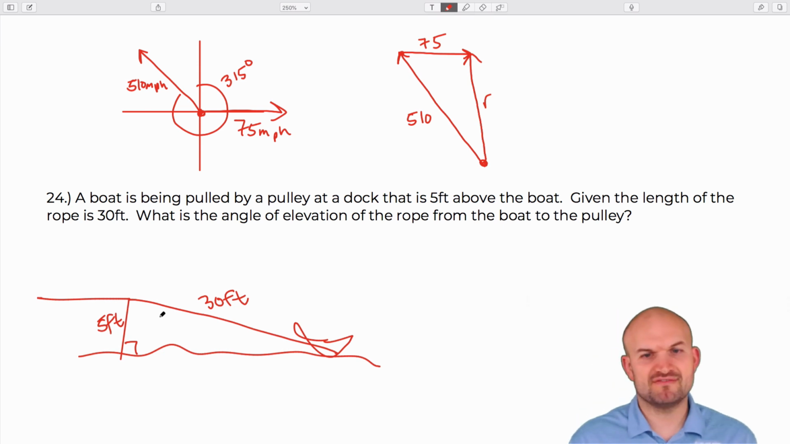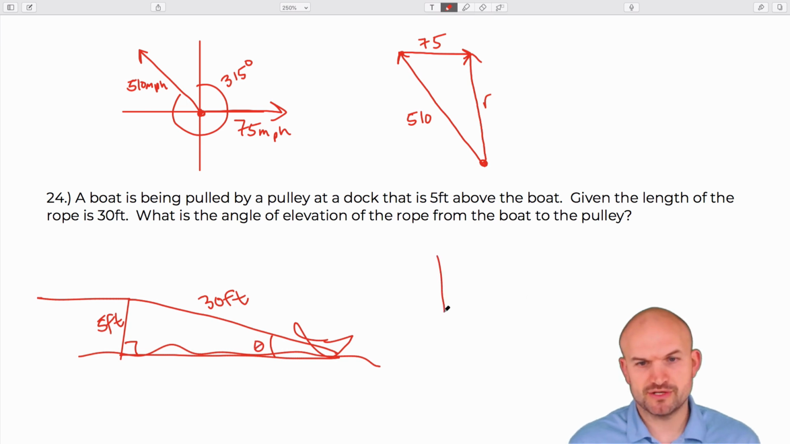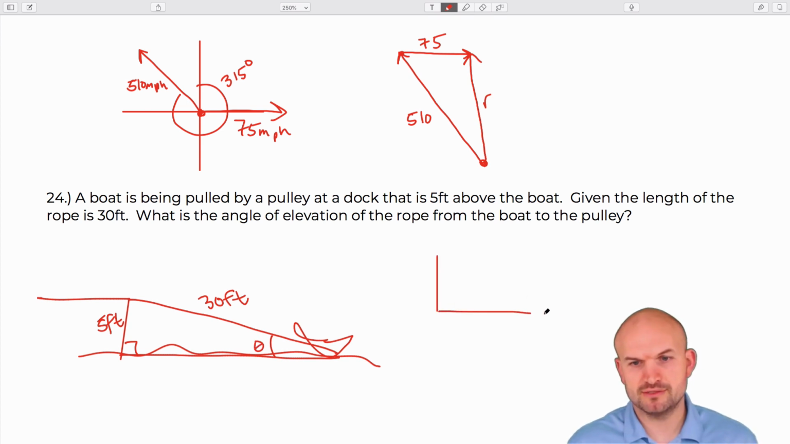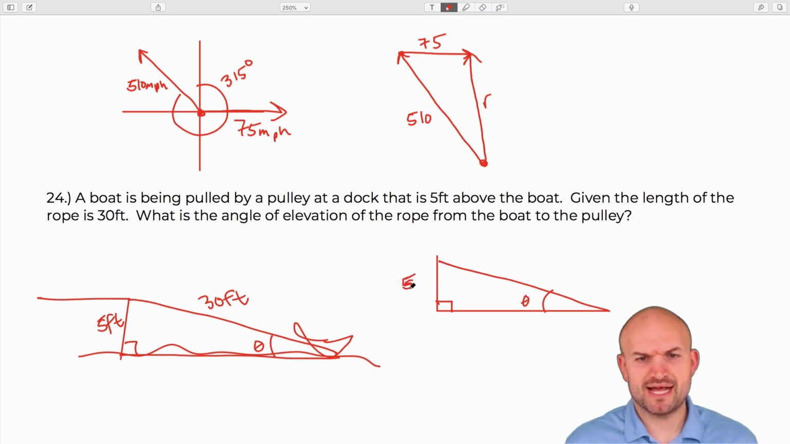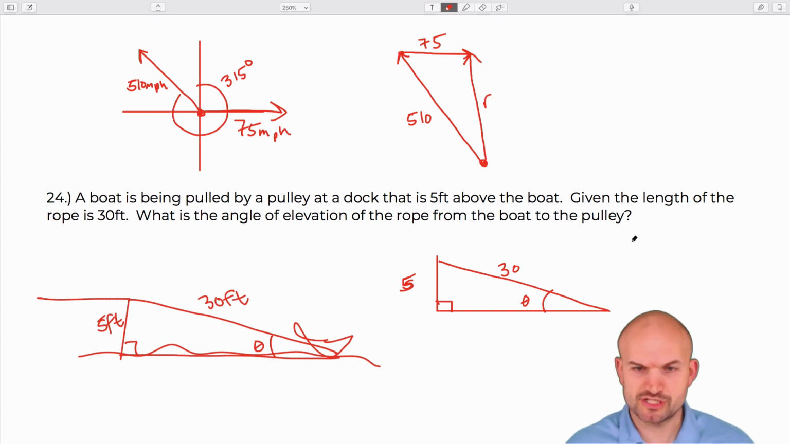What is the angle of elevation from the boat to the pulley? So that means we're going to be looking for this angle. So what I'll do here is draw a better picture. That's what I usually tell my students: once you draw your picture, then go back and draw the triangle or the vectors or whatever may be the case, so you can better understand. Now we can just use our trigonometric relationships to solve that.